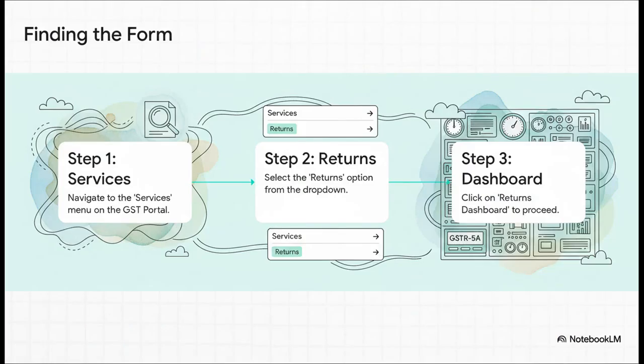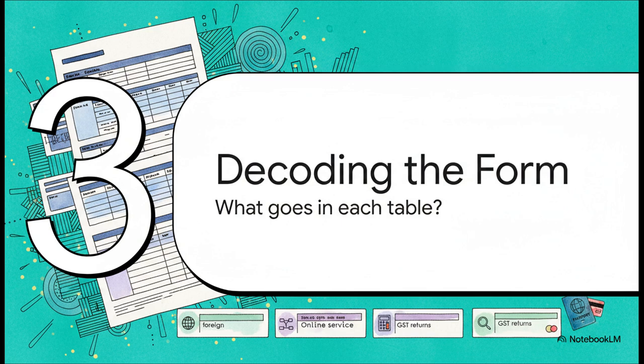Okay, you're in. Now, finding the form is actually pretty easy. You're just going to navigate over to Services, then click on Returns, and from there, you'll hit the Returns dashboard. Think of this dashboard as your mission control. It's where all the action happens for your filings. Now, once you're in, you'll see the form itself. It can look a little intimidating because it's broken down into all these tables. But don't worry, each one has a specific job. Let's decode them so you know exactly what goes where.